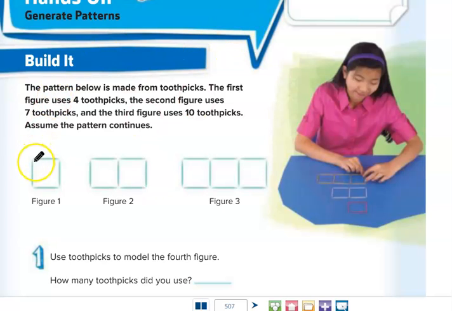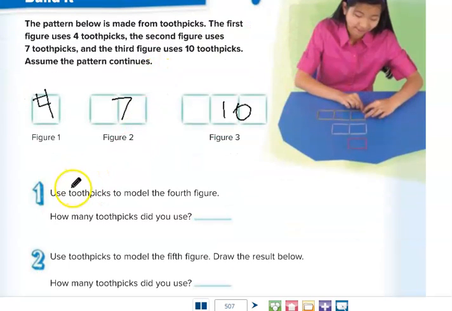So the first figure uses 4 toothpicks. It's kind of obvious because it's a square, so we have 4 sides. And then the second figure uses 7. So again, 4 sides here, but they share a side, so that takes away from the 8 sides that you would think make up 2 squares. Then, because we're sharing essentially 3 sides between 2 squares here, this one is going to use 10. So if I write that out as 4 toothpicks here, 7 toothpicks here, and 10 toothpicks here, we can see that in the fourth figure we're going to end up using 13.